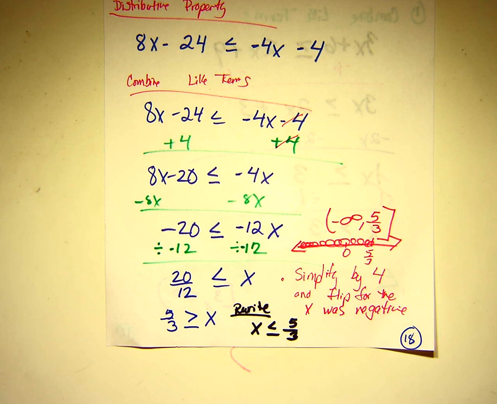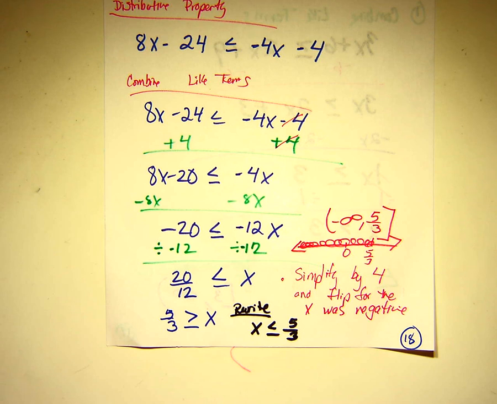But wait a minute, there's more. I had to flip this symbol because that x also was negative because of that 12. So not only did I have to simplify it by 4, so 20 divided by 4 gives me 5, 12 divided by 4 gives me 3, I had to flip that symbol because that x was initially negative. If I rewrite it, notice how it's pointing to the x. I just rewrote it as a mirror image. So I'm reading it from left to right, my symbol is still pointing to the x. So now we know that x is less than or equal to 5/3.